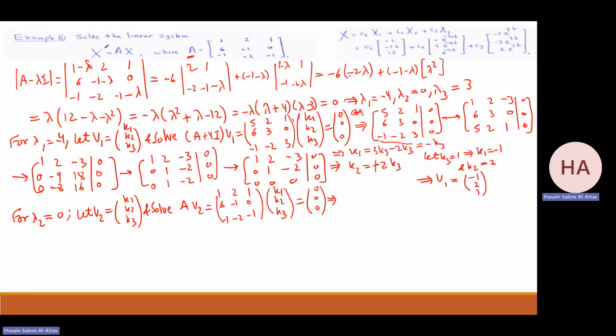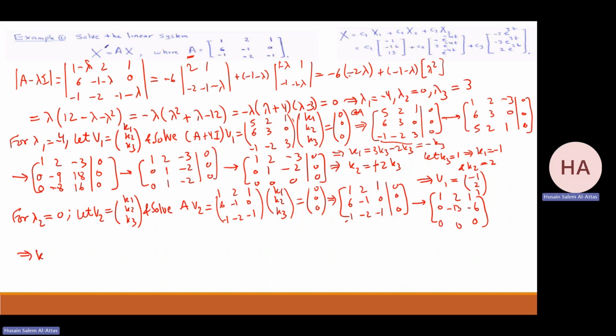So I have what? I have the augmented matrix, 1, 2, 1, 6, minus 1, 0, minus 1, minus 2, minus 1. Be careful, this is 0, 0, 0. Yeah, I think this will be easier. It's ready. 1, 2, 1. Multiply by minus 6 and add, that will be 0. By minus 6 and add, that is minus 13. By minus 6 and add, that will be minus 6. By 1 and add, that will be 0, and again 0, and again 0. Correct.